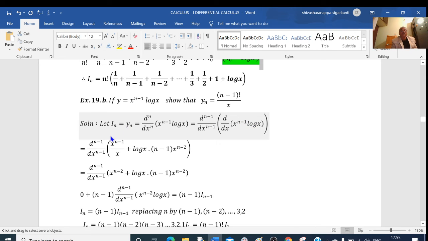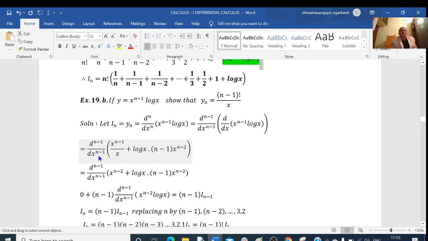So that is d^(n minus 1) by dx^(n minus 1) of, differentiating this with respect to x once. First function x to the power of n minus 1 into log x derivative is 1 by x, plus second function is log x into derivative of first, which is n minus 1 into x to the power of n minus 1 minus 1. That is x to the power of n minus 2.